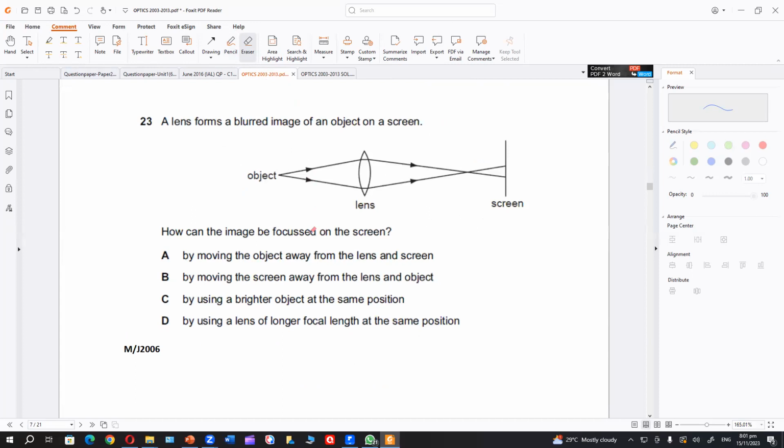A lens forms a blurred image of an object on a screen. How can the image be focused on the screen? When you take a picture from a mobile camera, even then you know this concept. You have to move the mobile forward and backward or up or down. The image is actually sharp when the rays are intersecting. So if you move the screen to the intersection point, you can get a sharp image. Now, attempt this question.